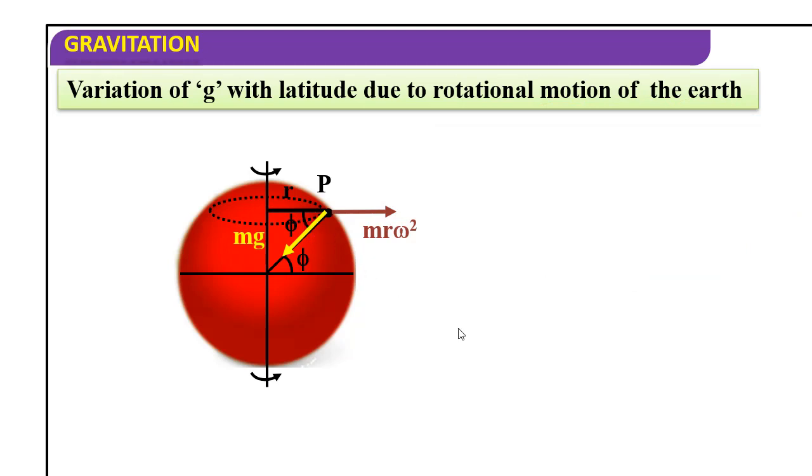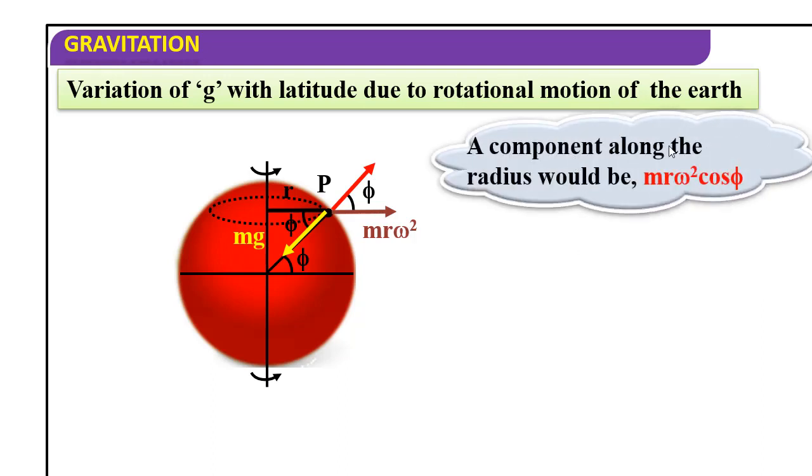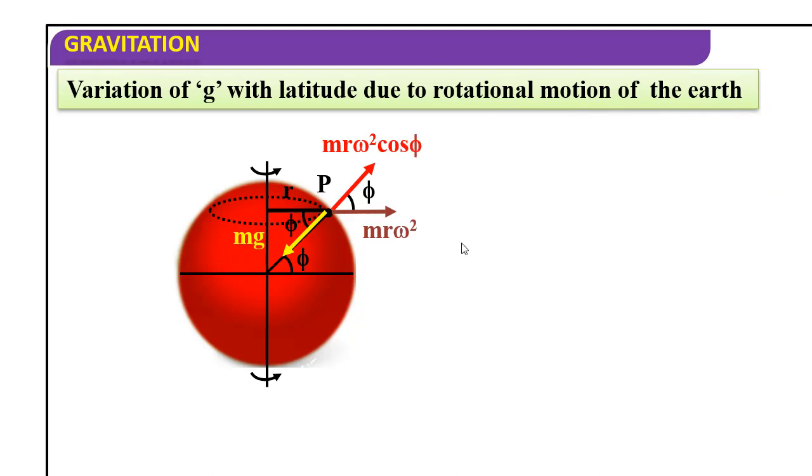This angle is also phi. So here you can extend this line, this is mg. Two parallel lines with a transversal, these two angles will be the same, they are opposite angles. So resolving m omega square r in this direction, the component along the radius would be m r omega square cos phi. This is the value, m r omega square cos phi.